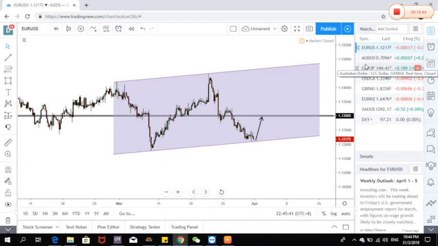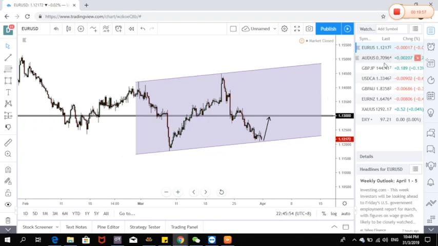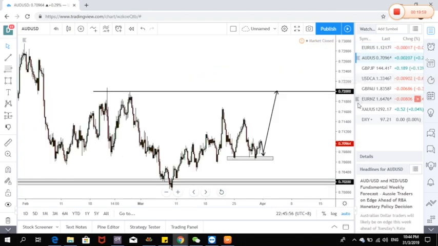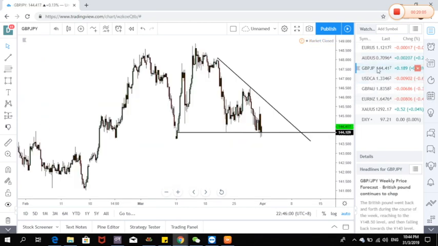However, AUD dollar, GBP JPY, USD CAD, GBP AUD, Euro NZD, and gold do not excite me for any trade right now, because price is not at the most bottom and not at the most top, so it does not favor me to have any trade.